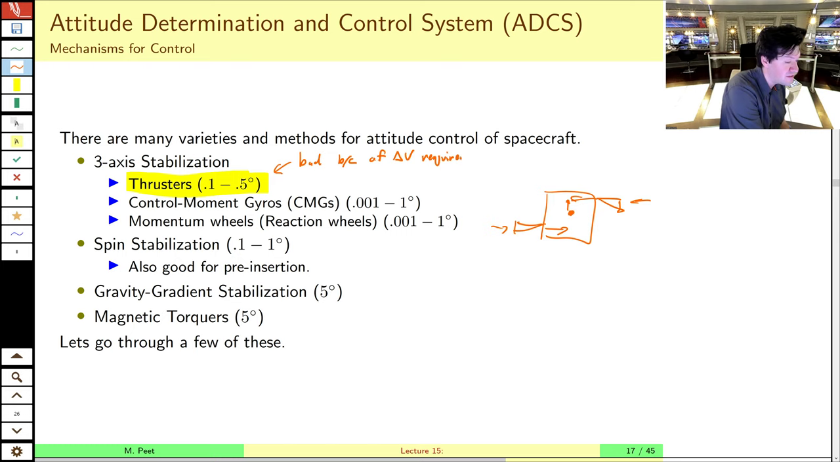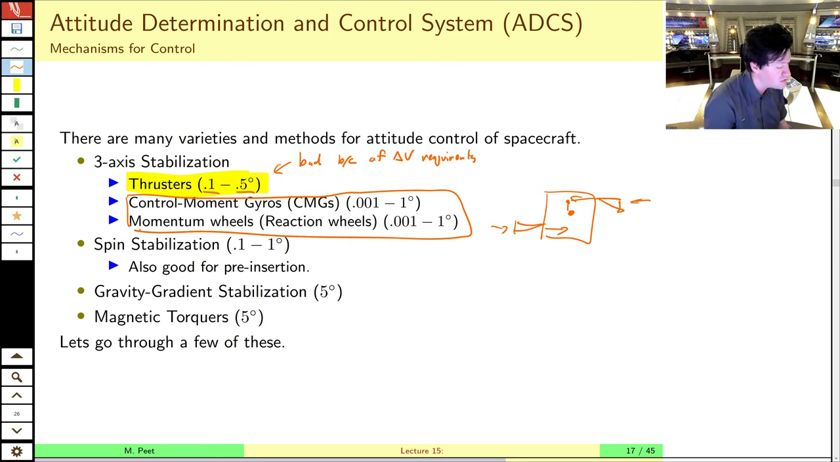And they're not particularly accurate also. You see, only 0.1 to 0.5 degrees accuracy for thrusters. The other options are momentum exchange devices, and these two are really grouped together, although they operate very differently. We'll talk about them actually in reverse order. We'll talk about reaction wheels and then we'll talk about CMGs.